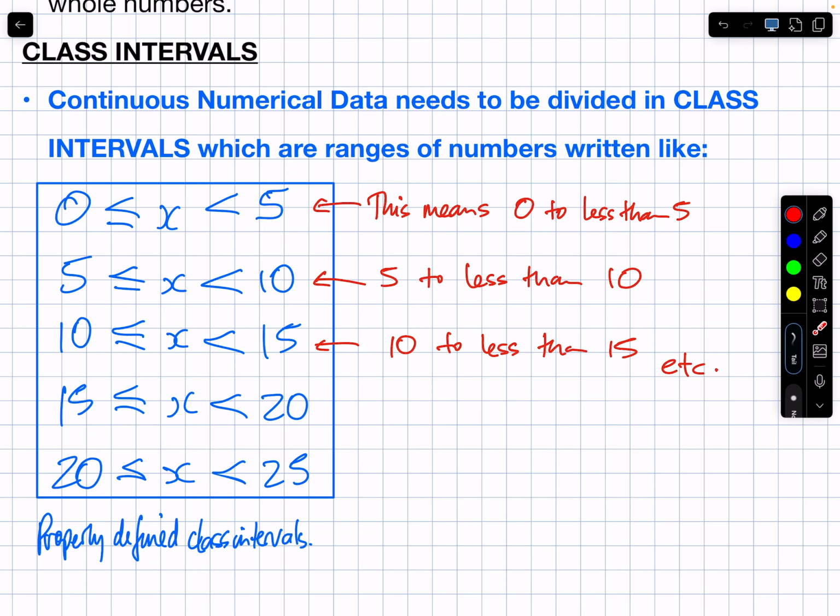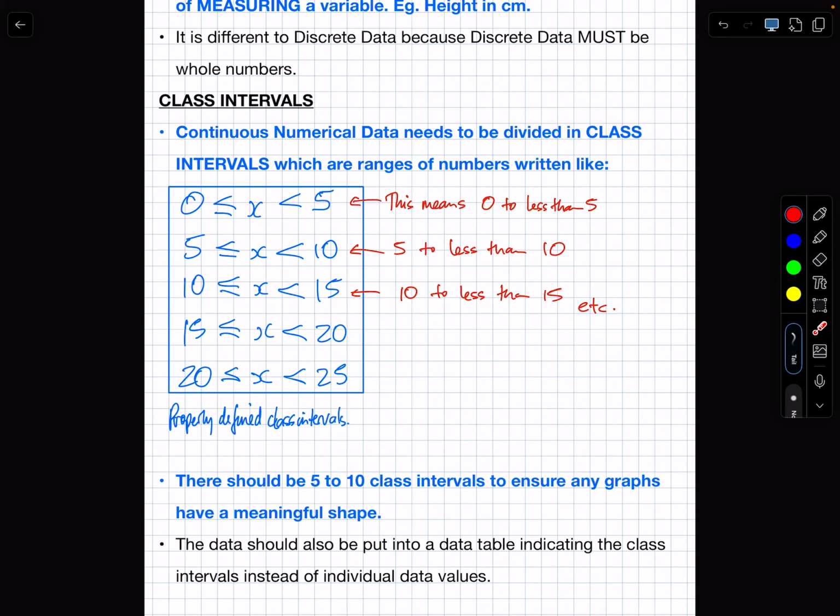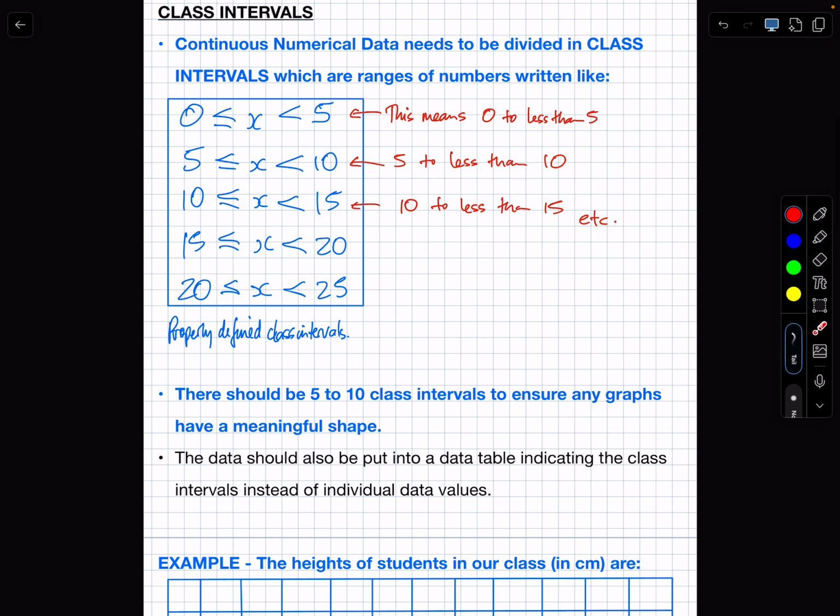I know how tall I am. I'm 165 centimeters tall, so I'll add that. Get those class intervals out. I'm going to start adding data.